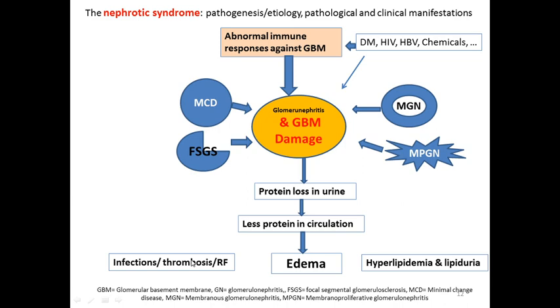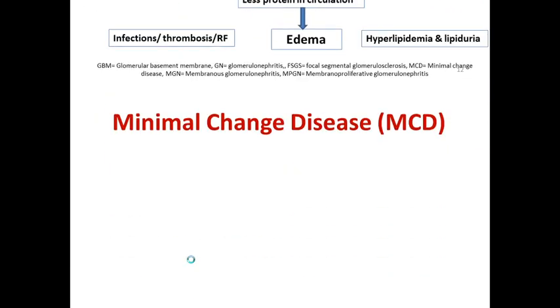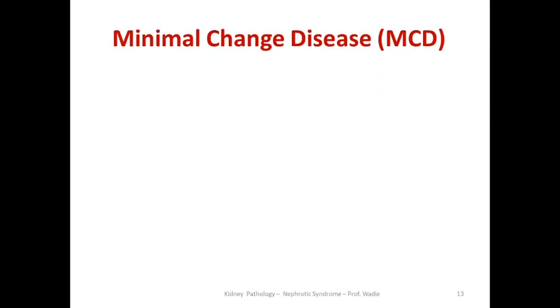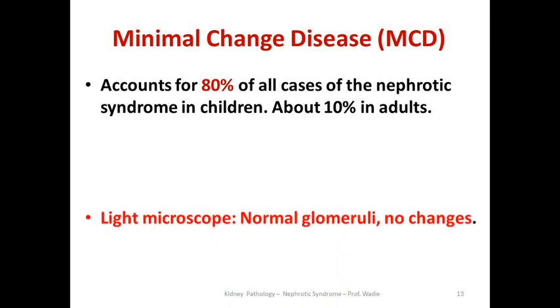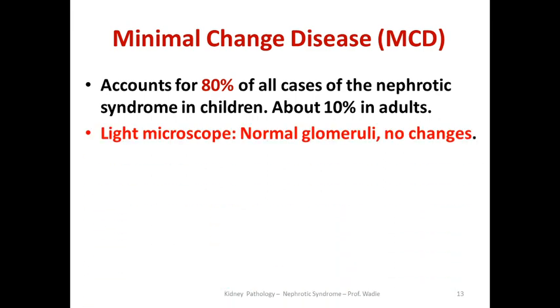And then you can find the hyperlipidemia and the lipiduria, as we mentioned earlier. Now we come to the minimal change disease. It accounts for 80% of all cases of the nephrotic syndrome in children and about 10% of nephrotic syndrome in adults. As the name implies, minimal change.